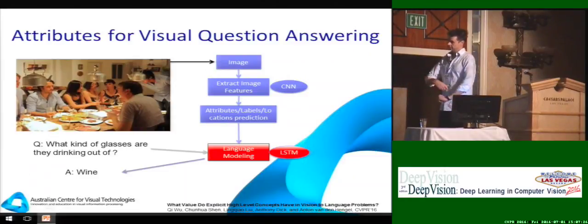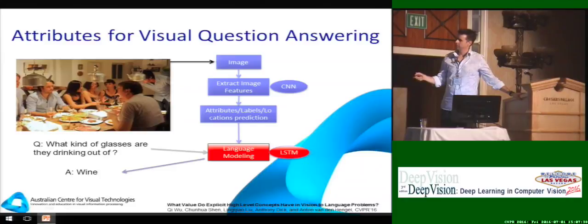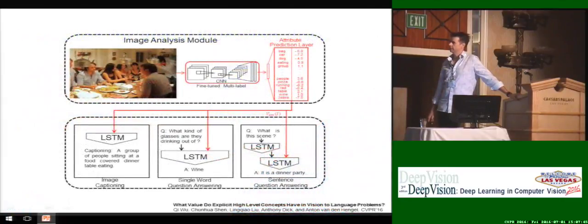Okay, so attributes for visual question answering, much the same idea. We're going to do the detections and try to figure out our attribute vector out of that image. We're going to put that information into an LSTM, but now that LSTM is going to take this question and try to generate an answer. And it has, as before, this great advantage that it now knows the kinds of things that people are interested in about this image. And this is just a representation of the fact that you can use the same process to do image captioning, single word question answering, and sentence question answering.